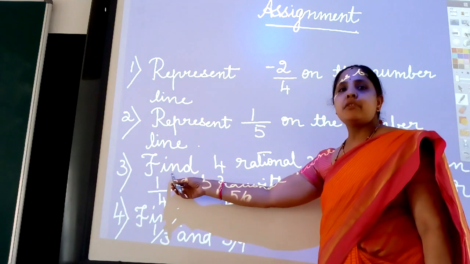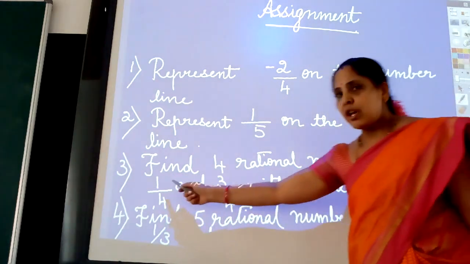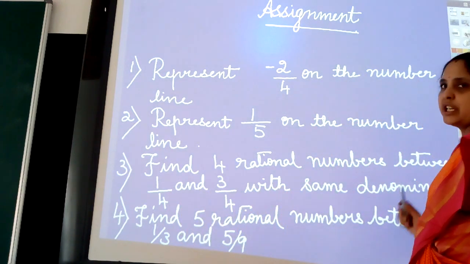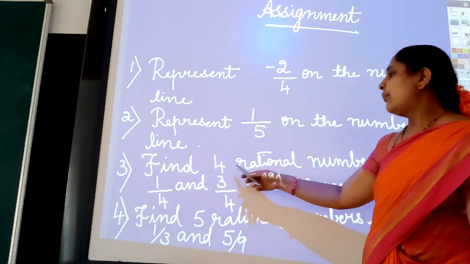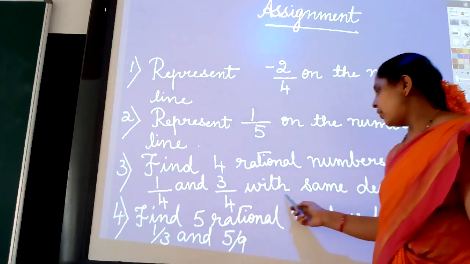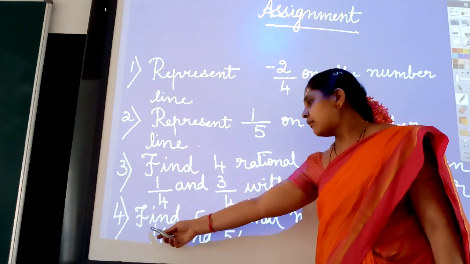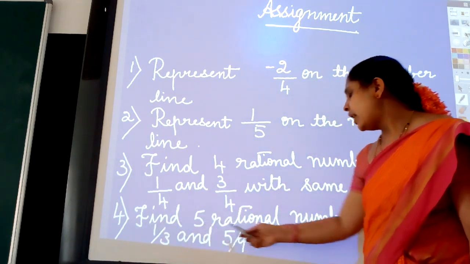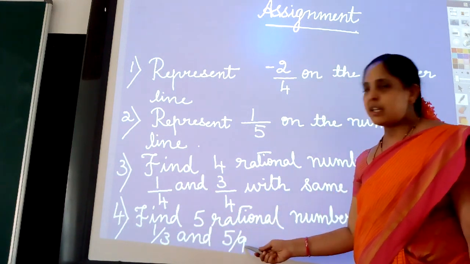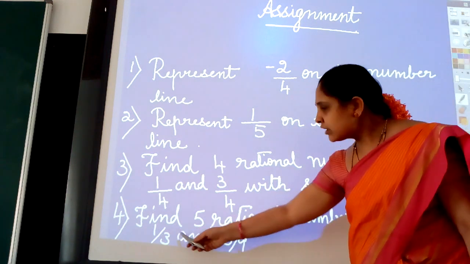The third assignment question would be: find 4 rational numbers between 1 by 4 and 3 by 4 with the same denominator. Next, the fourth question is: find 5 rational numbers between 1 by 3 and 5 by 9.